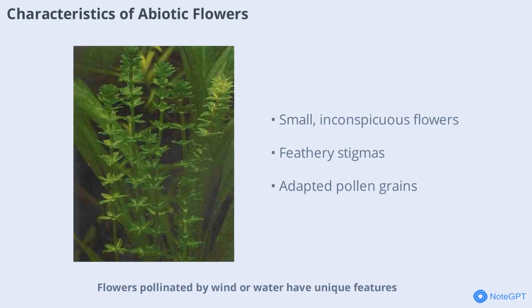Flowers pollinated by wind or water have unique features. Anemophilous flowers are typically small, colorless, and lack scent or nectar, making them inconspicuous. Their pollen is dry and dusty, while stigmas are feathery to catch airborne grains. Hydrophilous flowers produce long, ribbon-like pollen with mucilaginous coatings to survive in water. These adaptations ensure successful pollination in their respective environments.